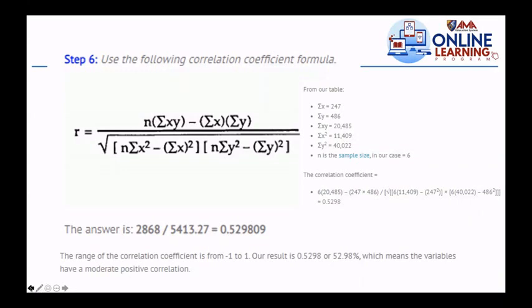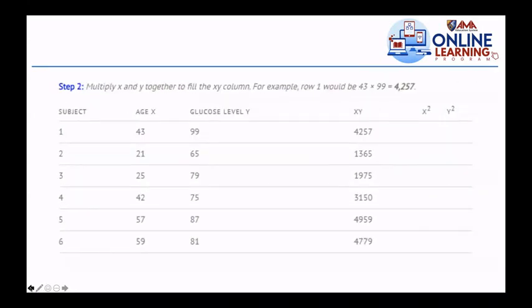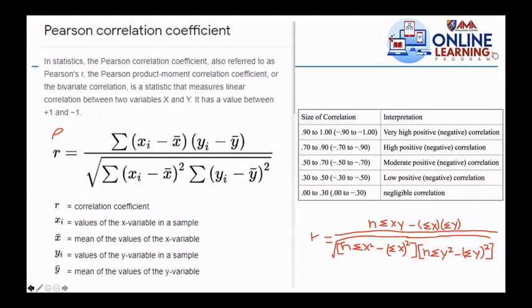If you go back to the table, where is the table? Oh, that's very far. 0.52 is this, right? Between 0.50 and 0.70 is moderate positive. If you get negative, you say moderate negative correlation. That's the reason. You just have to use this table. So it's easy, class, right? You just have to use the table and this formula.